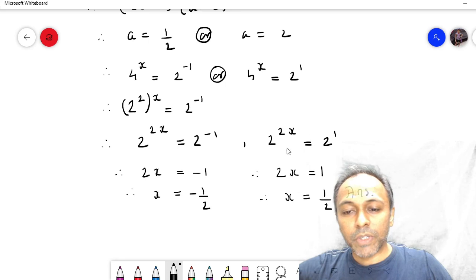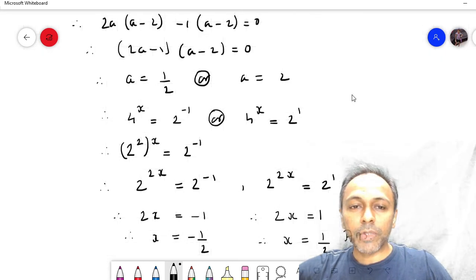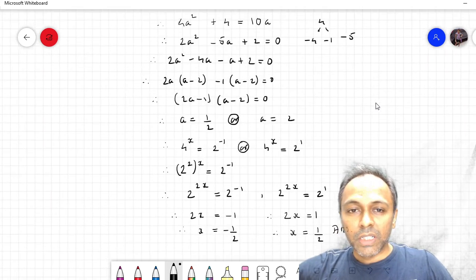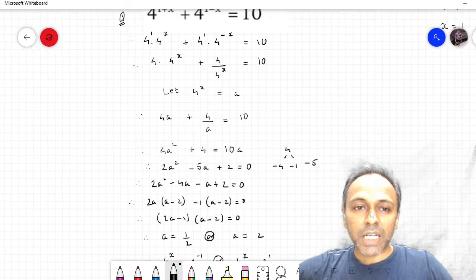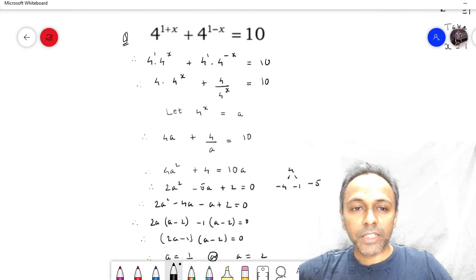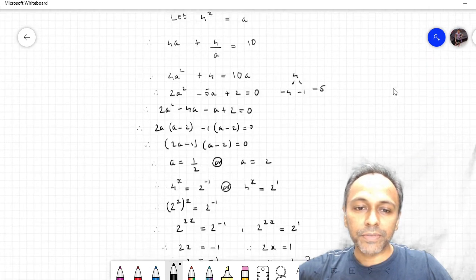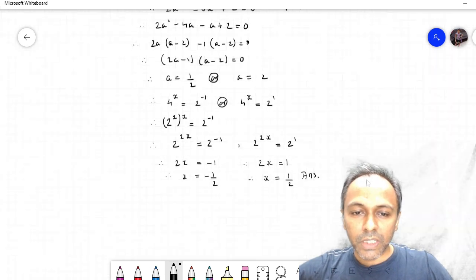Both answers are acceptable, as even if you re-put this value in the question, it will satisfy the RHS and give you 10 again. If you want, you can try it. Right.